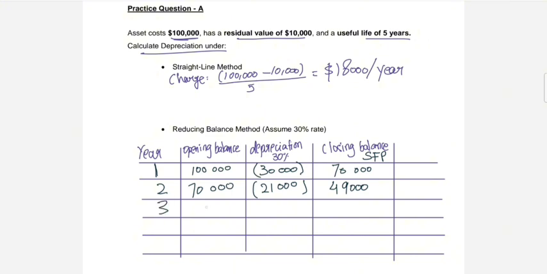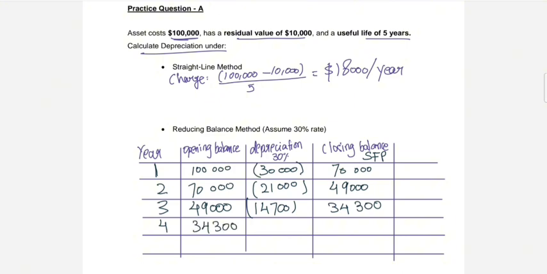And then you repeat the process. You do 49,000, you carry forward that balance, 49,000, you will take 30% of 49,000, which will be 14,700, and then you will deduct in order to know the carrying value at the end of the year, which will be 34,300. Now try to do year 4 by yourself. If you decide to do that, this is how it should look like.